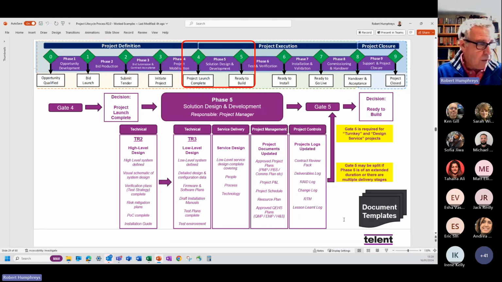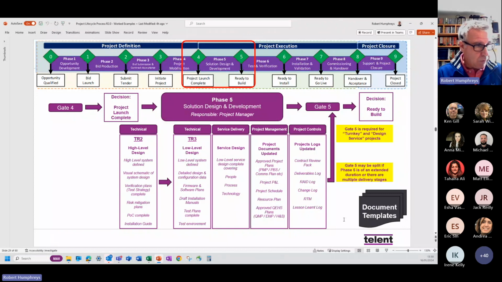So phase 5 is clearly all about solution design and development. What we're looking to do here is make sure that we get to gate 5 before we do any building, before we start going out and buying kit and really investing in substantial amounts of equipment, so that we've got a design that we're comfortable with and that is actually going to do the job.